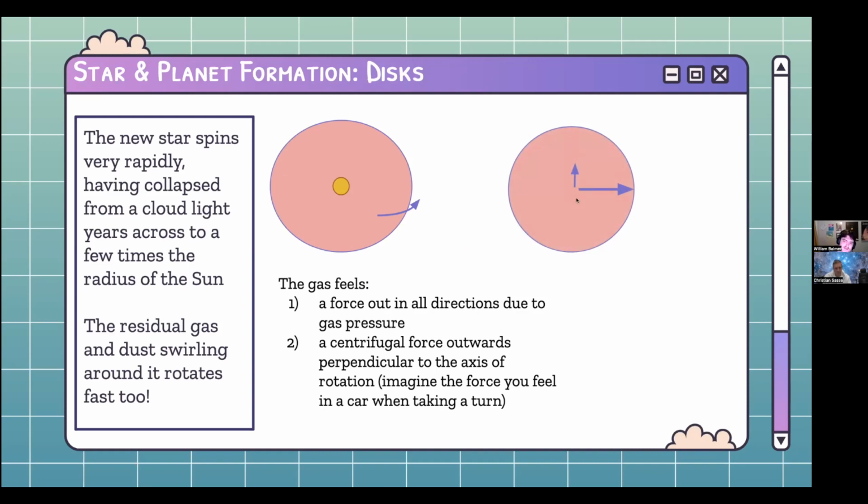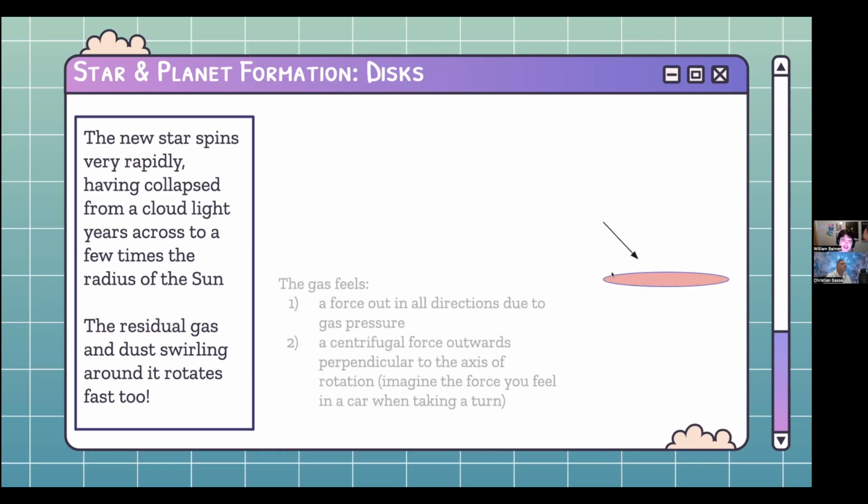But it also feels this centrifugal force in a preferential direction. It's spinning very fast, and you can imagine the force you feel when you are driving your car and you make a sharp turn. That force sort of pushes you out to one side that's opposite to the direction that you're turning in. The gas is feeling that force on top of the gas pressure. And these two forces are fighting gravity, which is pushing down in all directions.